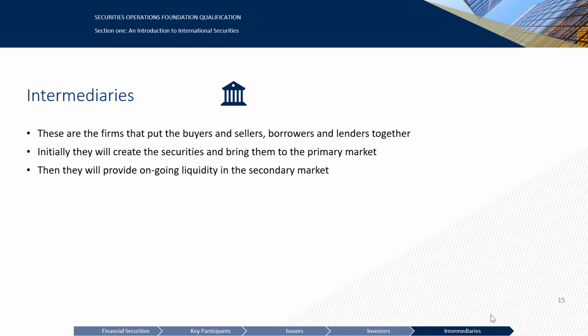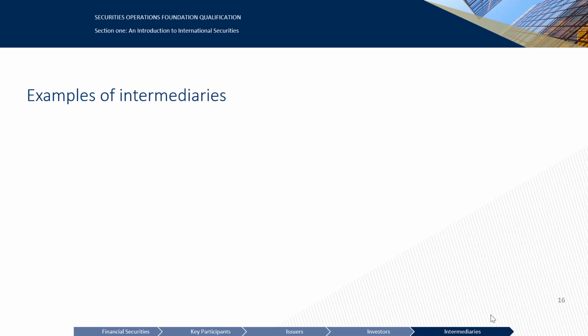Going forward, they'll be involved in the secondary market, providing liquidity by finding new investors if someone wants to come out of a deal, and sometimes stepping in themselves to take on the risk. We will look at the primary market in Module 3 of this section and the secondary market in Module 4. Most of our intermediaries will be banks, specifically the investment banking parts of banks. Financial markets is an investment bank activity.